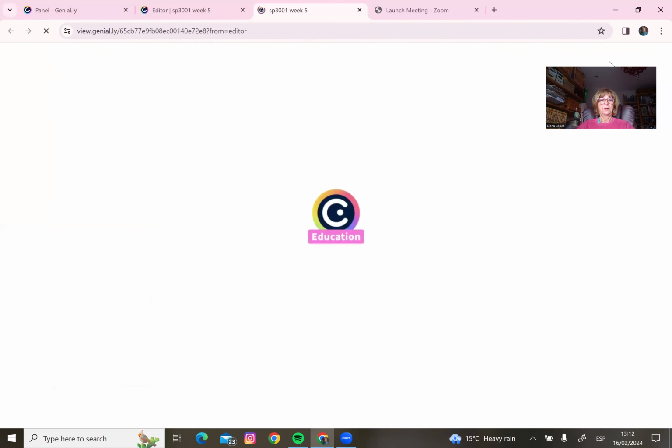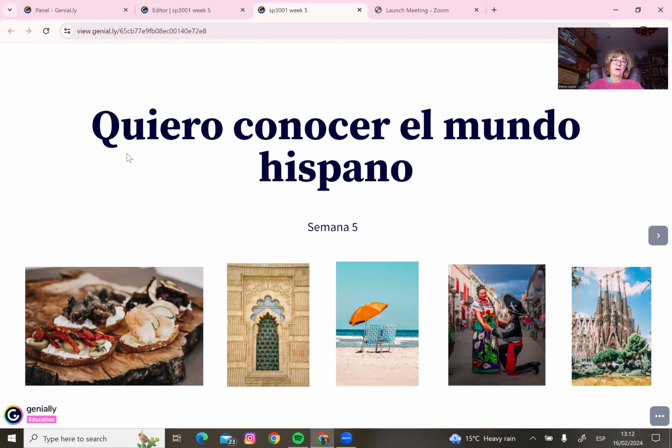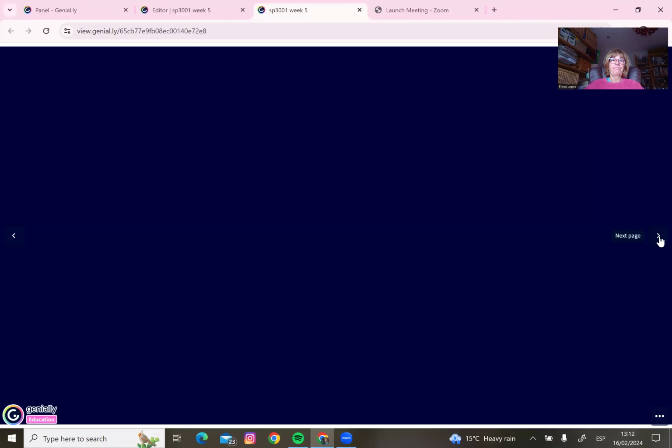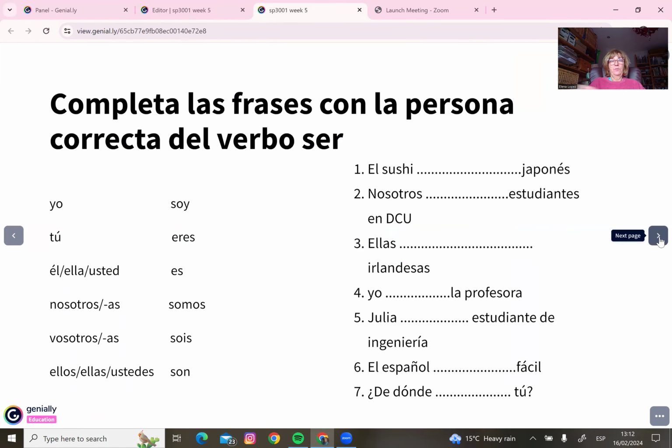So this week, in week 5, la semana 5, we were talking about quiero conocer el mundo hispano. I want to know the Spanish speaking world. So we started as usual revising what was covered in Semana 4, week 4. Week 4, we did a lot of verb conjugations.